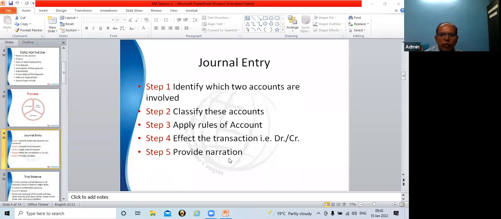Now step 5, provide narration, that is a description of the transaction. At the end, in brackets, there is a practice that you provide the narration or description. So we can mention that business started with cash, machinery, building and furniture by Mr. Amit, and bracket close. So this way we are done with the first journal entry.